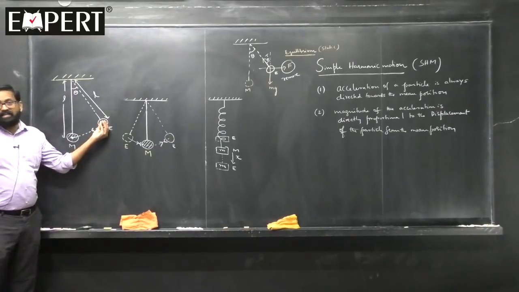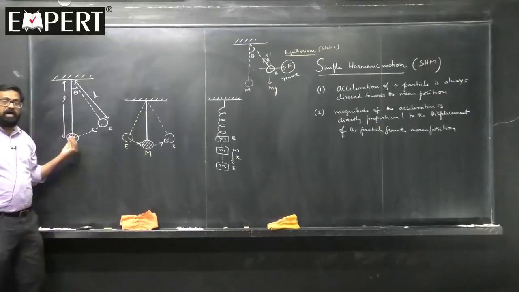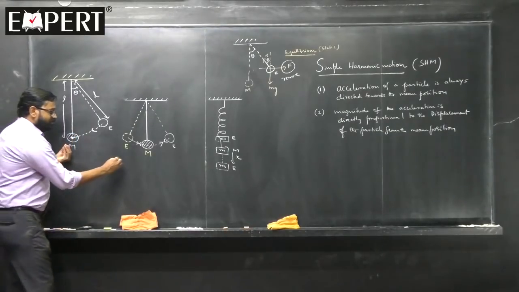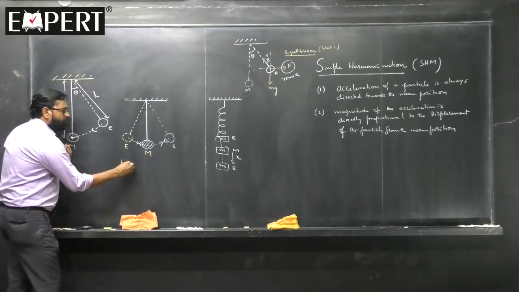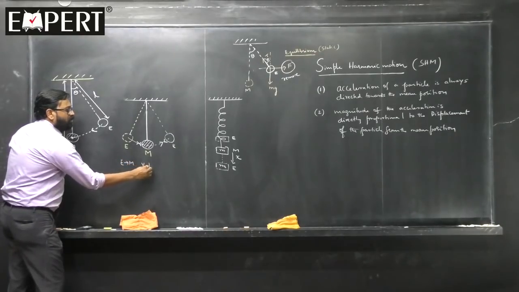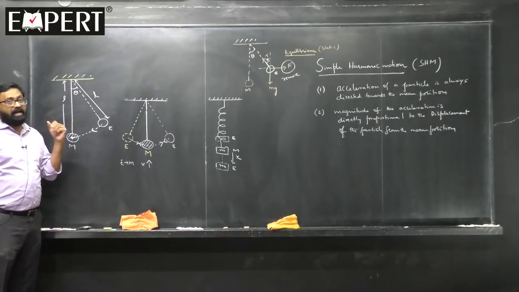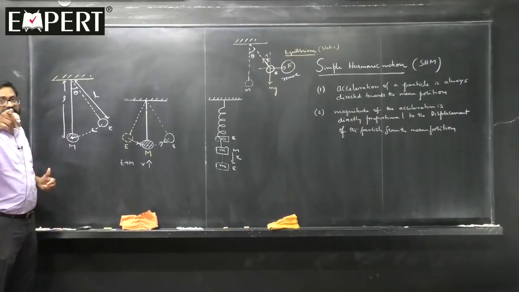At the time when I leave the bob from the extreme position, what is its velocity? 0. By the time when the bob is moving from an extreme position to the mean position, its velocity goes on increasing. When the bob is moving from extreme position to a mean position, velocity goes on increasing, indicating that acceleration is along the direction of motion.